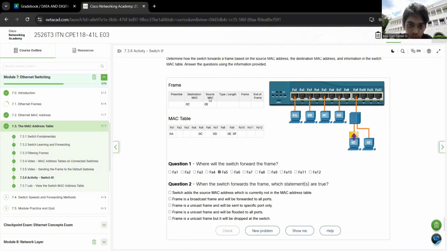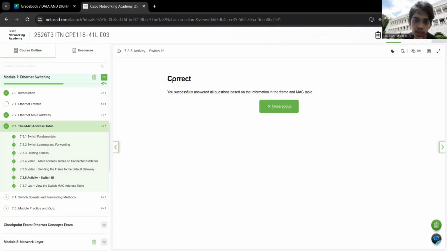So let's see if the source MAC is known. Okay, 0E, which is the source MAC, is known and it is mapped in port FA9, so it will not be added in the MAC table. And the frame is not broadcast because we have a specific port, so it is a unicast. And again, these other two are not an answer, so let's check if we are correct. Okay, so we got it for our last problem.